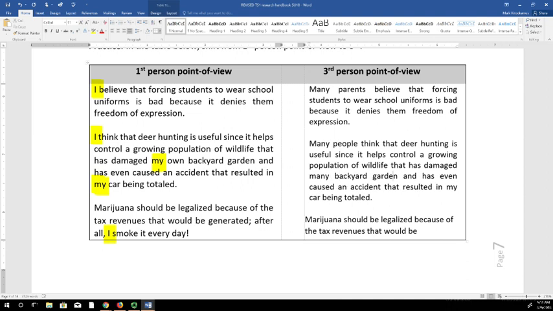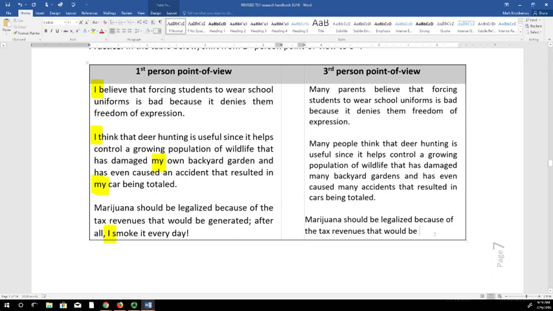Okay? So now, instead of saying I think, we could just say many people think that deer hunting is useful since it controls a growing population of wildlife that has damaged many backyard gardens and has even caused many accidents that resulted in cars being totaled. You see how I shifted? So now it's not just me who's suffering from deer, but many people do. This is what we call being objective, writing in the third person.